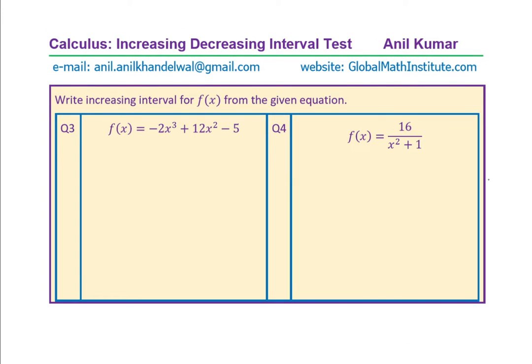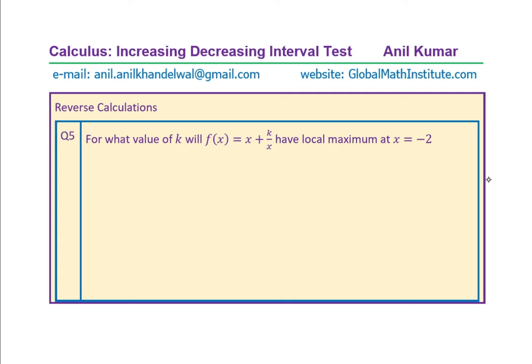Question number 3 and 4 is kind of similar. However, this time you have to figure out the increasing interval of the function, but from the equations. So for each equation, you can find the first derivative, analyze the first derivative, and get your solution, correct? Question number 5. For what value of k will this function have a local maximum at x equals to minus 2? It's a reverse calculation question. We have already given you the local maximum exists, and that too at x equals to minus 2, but you find the function. Interesting and a very useful question from test point of view.